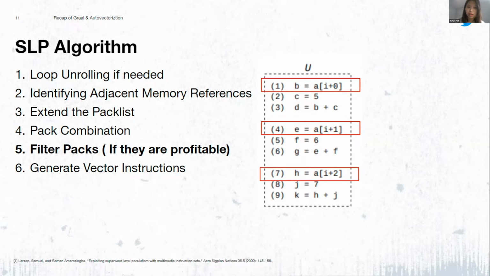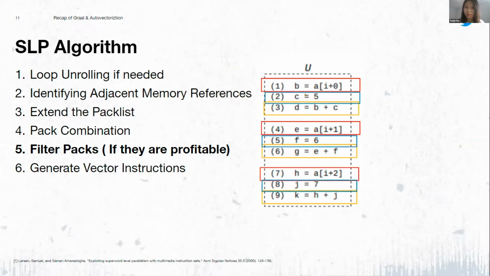After we find those seed instructions, in the next step we try to extend the pack list. We found that variable B is used by instruction 3, variable E is used by instruction 6, and variable 7 is used by instruction 9. So we'll pack them together. Next, we found that in instruction 3, C is defined by instruction 2. Similarly, we'll pack those, as highlighted in the blue box.